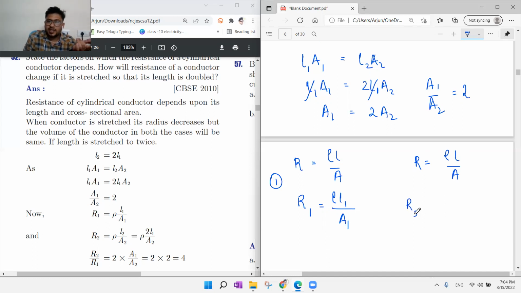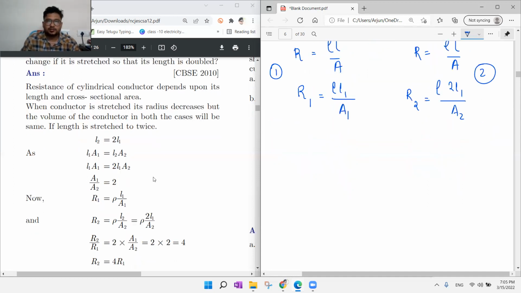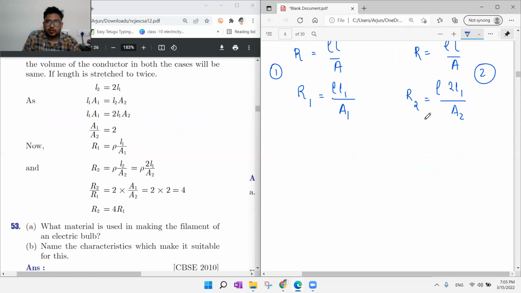So let us mention it as R2, which is nothing but rho as usual, and the L value is 2L1 by the A value, which is A2. That's it. This is the second condition. For the first condition, R value is R1, L value is L1, A value is A1. Second condition, R value is R2, L value is 2L1, and A2 we'll mention. We have got A2, we'll write that one.